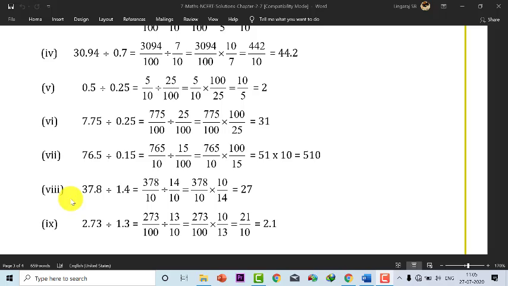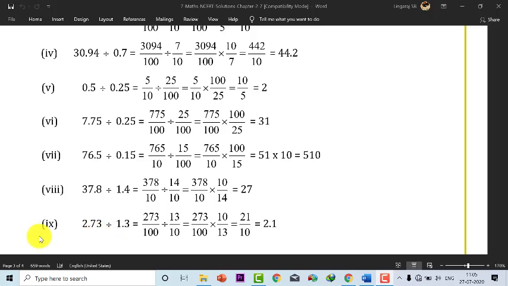Take the 8th one. The given question is 37.8 divided by 1.4. So their fraction forms are 378 by 10 divided by 14 by 10. Then take the inverse of division as multiplication, and the reciprocal of 14 by 10 is 10 by 14. So 10 gets cancelled here. 14 ones are 14, 14 twos are 28. In this 37, subtracting 28, you get here 9. So 98 remain. So 14 sevens are 98. So we got 27 in the numerator place. Here 1 is there. So 27 into 1 is 27.